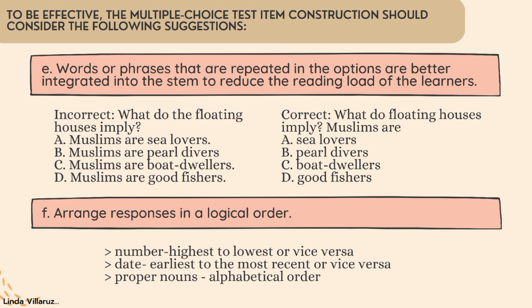This one is incorrect: what do the floating houses imply? Letter A, Muslims are sea lovers. Letter B, Muslims are pearl divers. Letter C, Muslims are boat dwellers. Letter D, Muslims are good fishers. And this one is correct: what do floating houses imply? Muslims are letter A, sea lovers. Letter B, pearl divers. Letter C, boat dwellers. Letter D, good fishers.